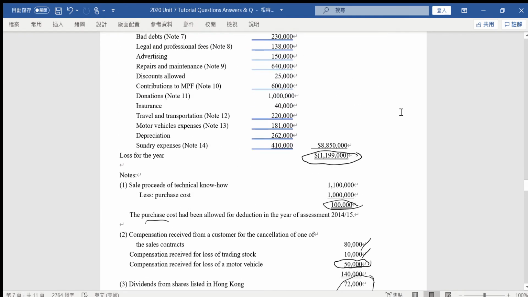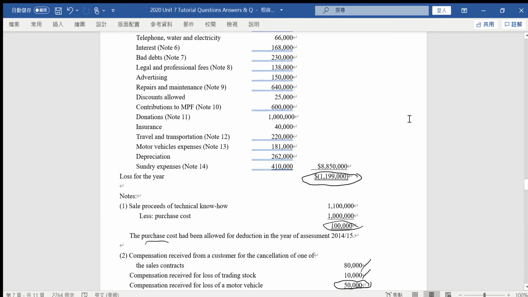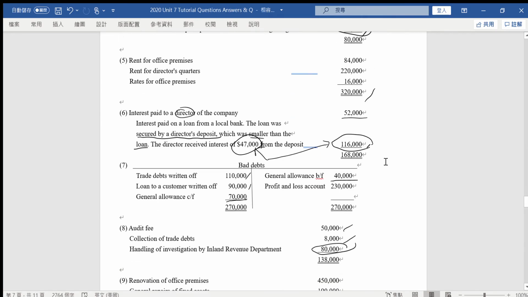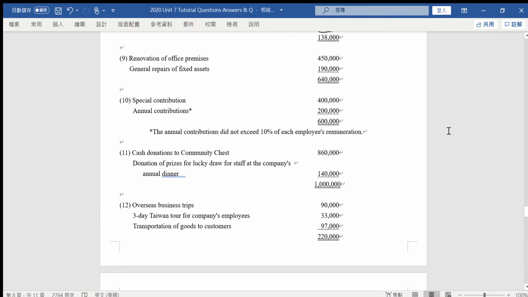Then now we look at another one, which is about repair and maintenance. Note 9 includes two items. One is the renovation, 450,000, which you deduct in full, but according to section 16F, you are just allowed to deduct 1/5 in the coming 5 consecutive years. That's why you need to add back this portion, because you deducted in full but are just allowed to deduct 1/5 only. That's why you need to adjust this amount. You need to add back.